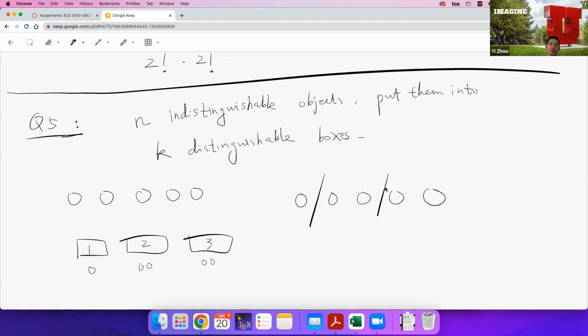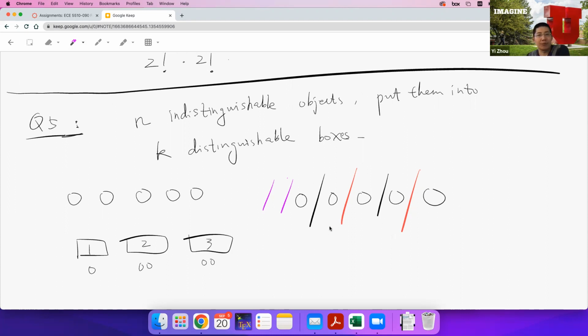For example, if I put two separators here and here, then this will be the first box, second box, and third box. So depending on how I place these two different separators, I can create different realizations of the number of apples that I put into different boxes. Like for example, if I place the separator here and here, that means first box and second box have 0 apples, and the third box has 5 apples, right?